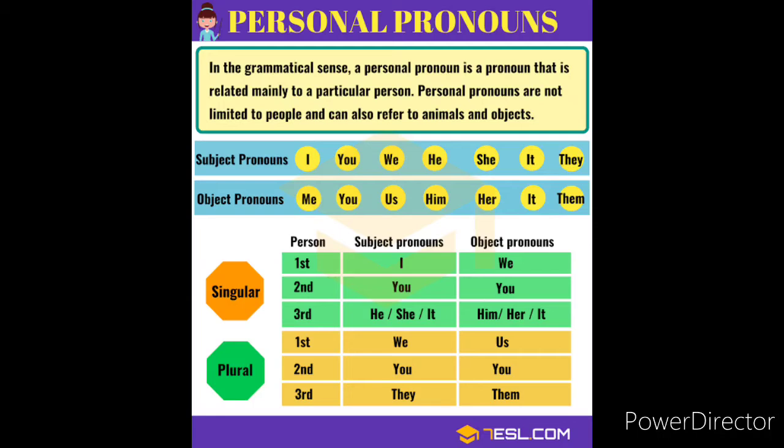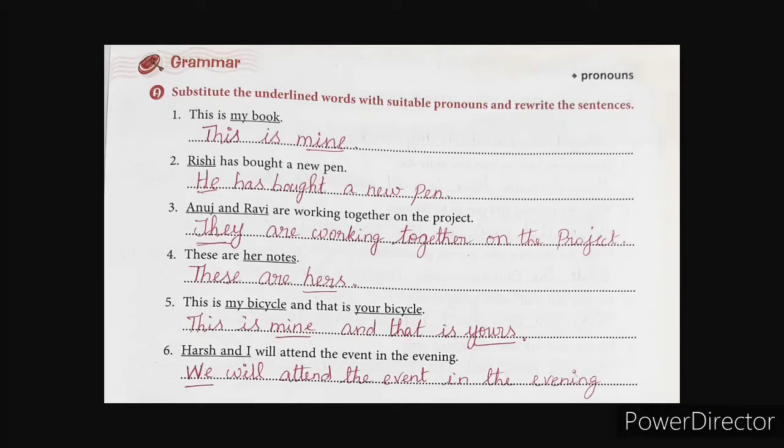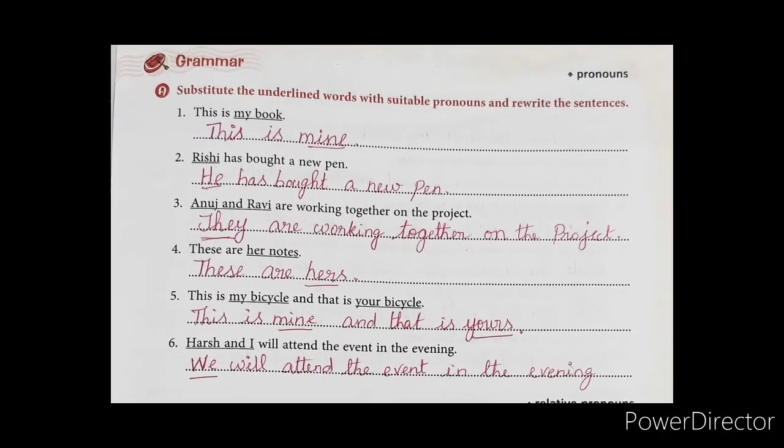Now let's see the book exercise. After seeing the book exercise, you will be clear about what is meant by personal pronoun. So see here, children, the personal pronouns, that is the normal pronoun in grammar area. The first exercise: substitute the underlined words with suitable pronouns and rewrite the sentences.